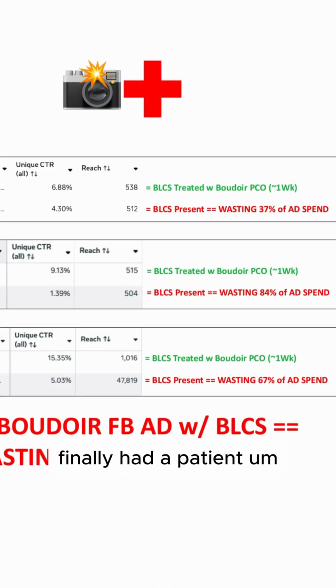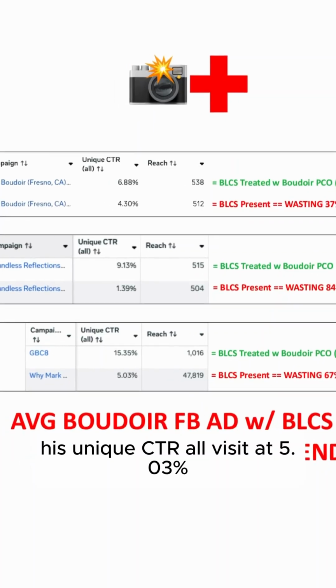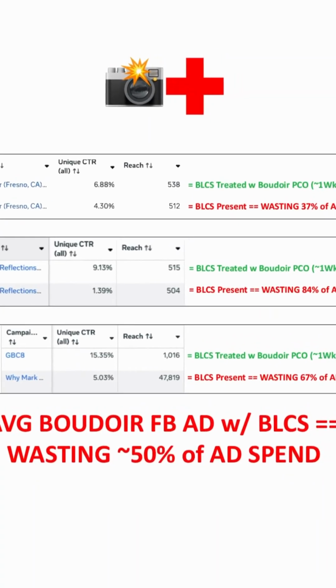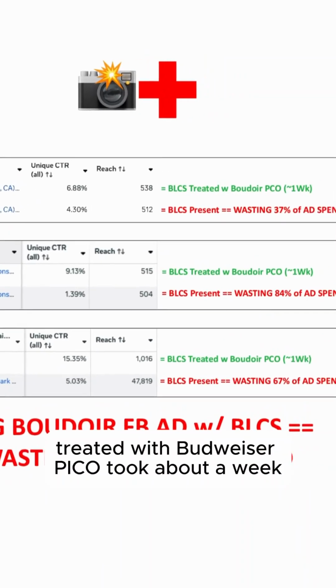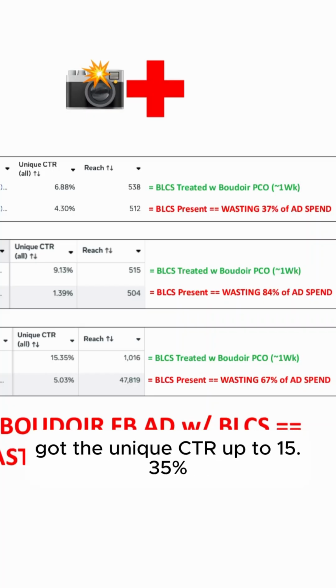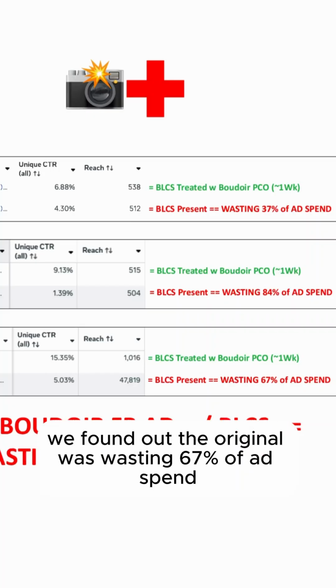Finally had a patient. His unique CTR was 5.03%, and we actually did some super work on this one. Treated it with Boudoir Pico, took about a week, got the unique CTR up to 15.35%. So found out the original was wasting 67% of ad spend.